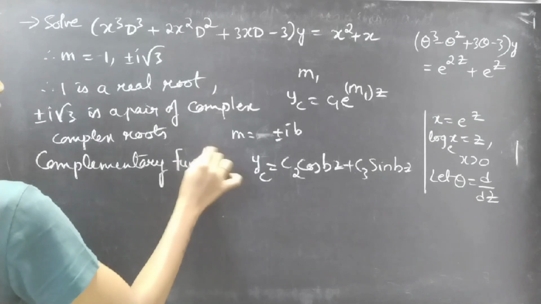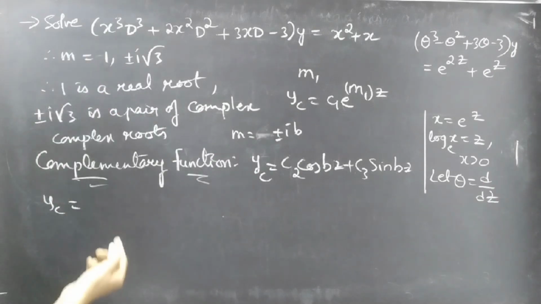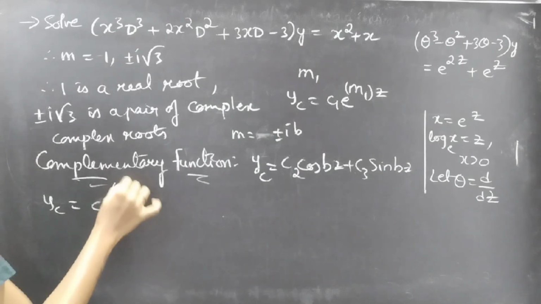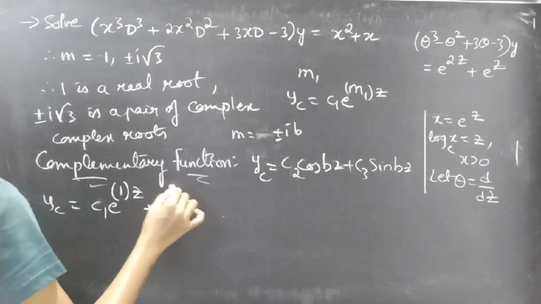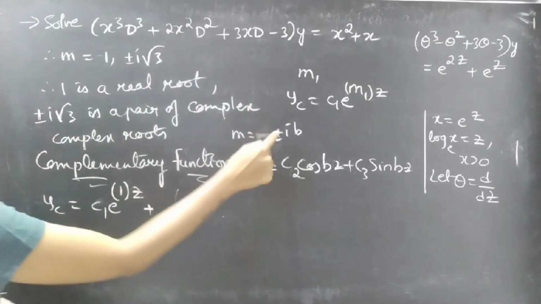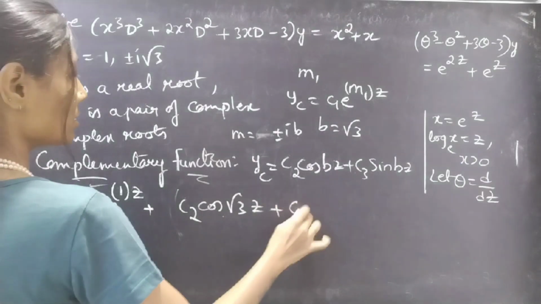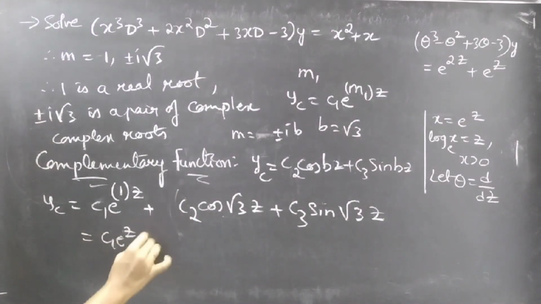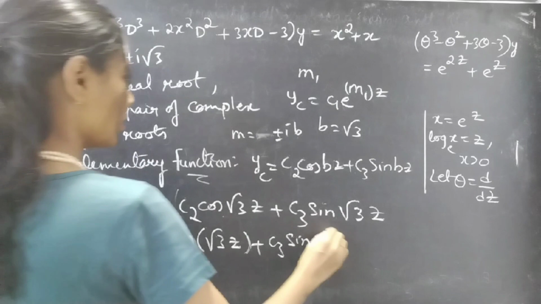Complementary function. yc equals, firstly let's write for one real and distinct root, we get c1 e power 1 into z, plus, now for a pair of complex roots, just compare plus or minus i root 3 with plus or minus ib, then for b equals root 3 we get c2 cos root 3z plus c3 sin root 3 into z, which equals c1 e power z plus c2 cos root 3z plus c3 sin root 3z.